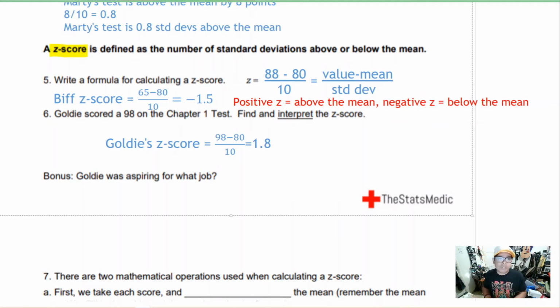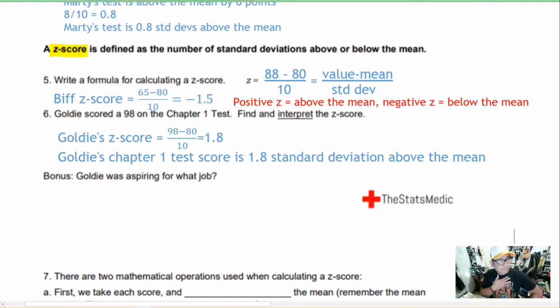That's positive, so we know Goldie's score is above the mean, and it's above the mean by quite a bit. 1.8 z-scores, 1.8 standard deviations above the mean is a lot as far as relative distances go. And so for interpretation, we just state what we just said. Goldie's Chapter 1 test score is 1.8 standard deviations above the mean.